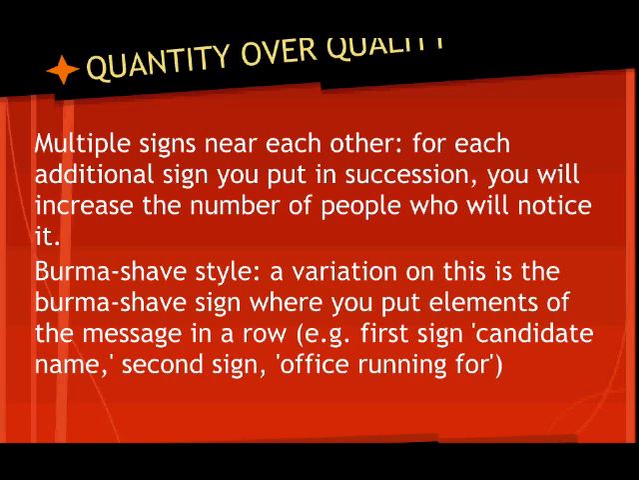Likewise, if you wanted to do something creative, you can use the Burma-Shave style, which is where you'll see signs in succession, but each sign has only one element of the message that you wanted to portray. So a very simple example would be the name of the candidate on one sign, and then the second sign noted the office that they were running for. Sometimes I've seen campaign slogans done this way, highlighting attention to certain issues through multiple signs in this fashion as well.